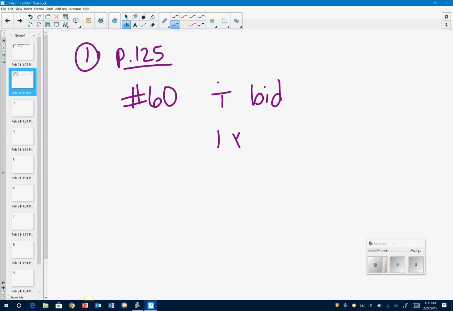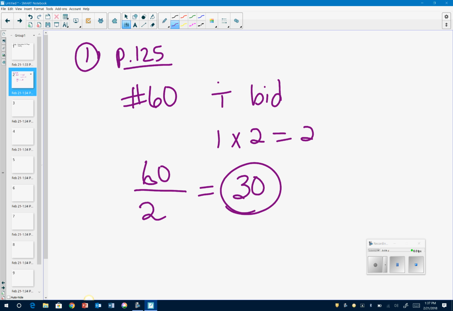So you would do 1 times 2. Okay, so that's 2 a day. Then you're just going to, of course, take your 60 total tablets, divide it by how many times they're taking it per day, divide by 2, and you come up with 30. So the day supply of this prescription will last the patient 30 days.